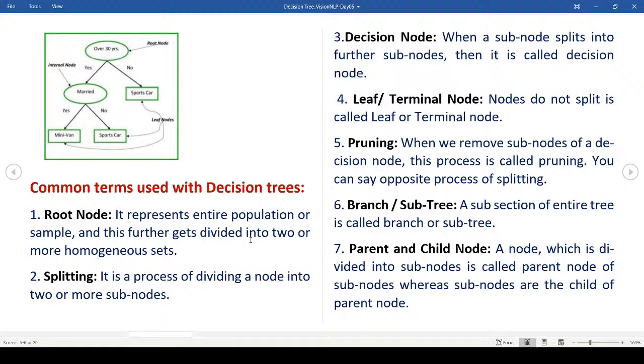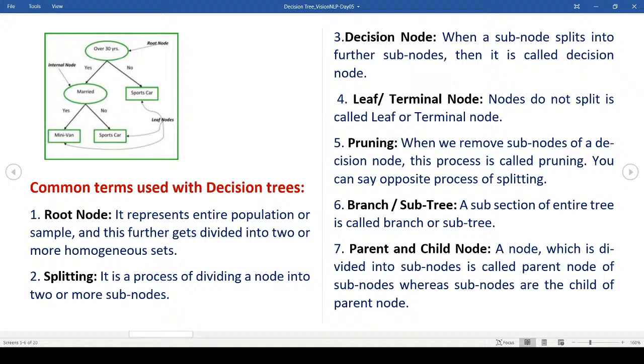Splitting: you can see the splitting is here. It is a process of dividing a node into two or more subnodes, like we have seen in this example, where we split into three different groups. It is your intuition, based on what exactly the problem statement is, how many splits you have to do. Maybe 2, maybe 3, maybe 4. It depends on the question, and it will be given in every problem statement, so you don't have to worry about that.